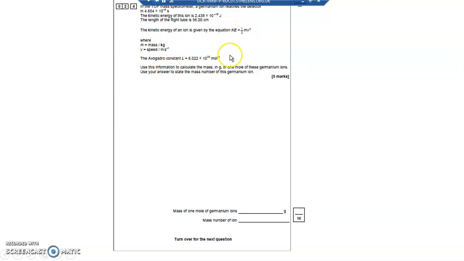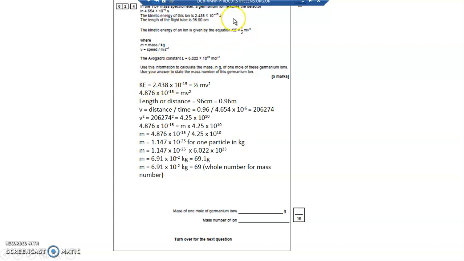I know that kinetic energy is half mv squared, so let's start with that because I've got a value for it. It's 2.438 times 10 to the minus 15. So let's multiply both sides by 2 and get rid of that half. So 4.876 times 10 to the minus 15 is mv squared. I can't do much else with that because I've not got the mass and I've not got the velocity, so we'll just leave that there for now.